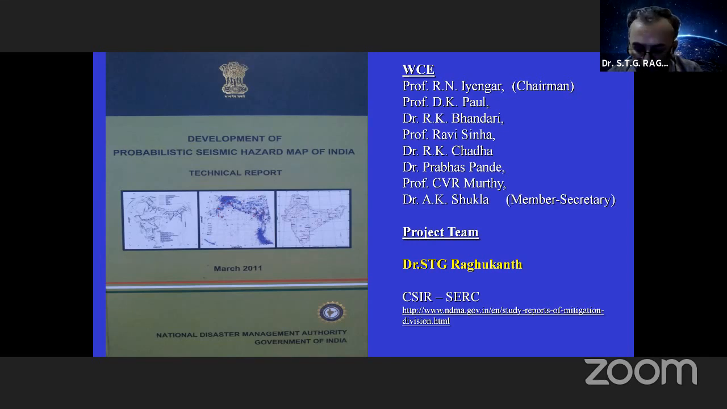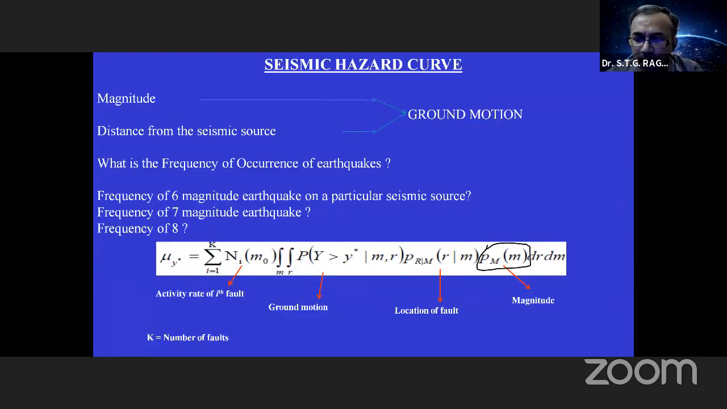Now I will show you the new results which we have obtained and the methodology to obtain the seismic hazard curves. I will not go into the detailed mathematics of this. If any of you know probability theory, one of the most important things there is the total probability theorem. Using this total probability theorem, we define this seismic hazard.